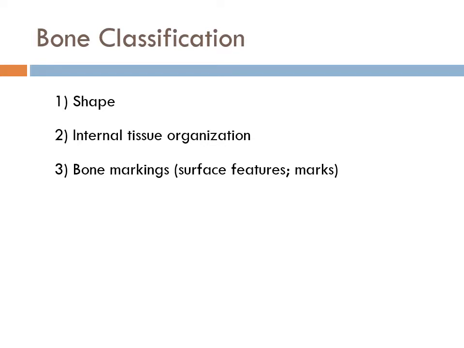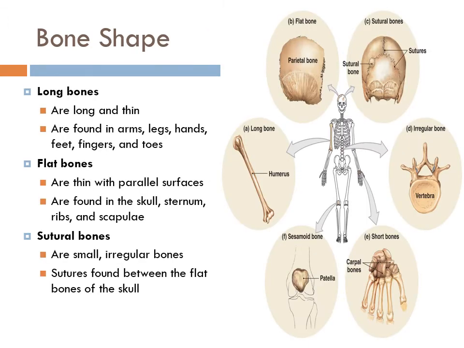We classify bones in multiple different ways, one of which is by the shape of the bone. We also can classify by the way that the bone tissue is organized inside the bone or within the bone, and then by certain markings on the external surfaces of the bones. So we're going to look at different ways that we can classify bones. So we'll start with bone shape.